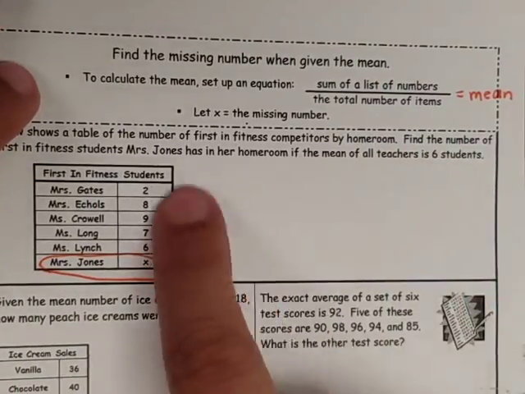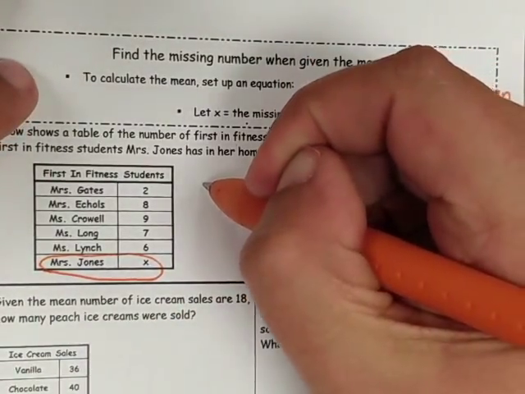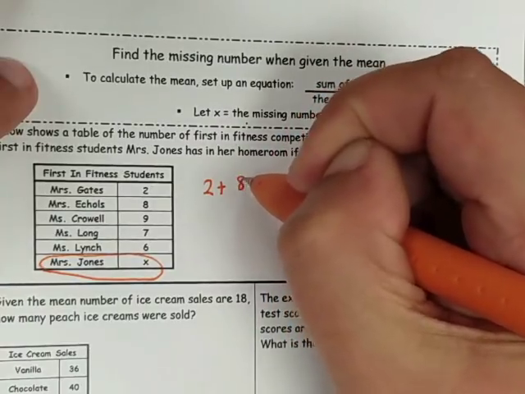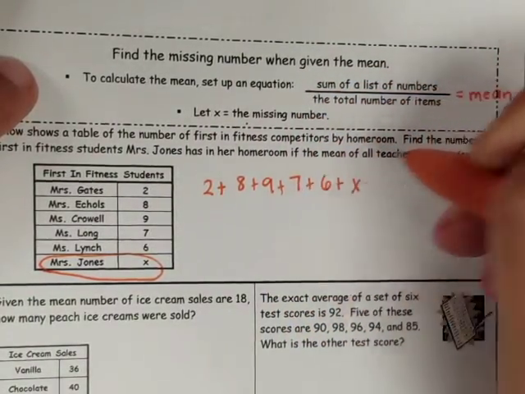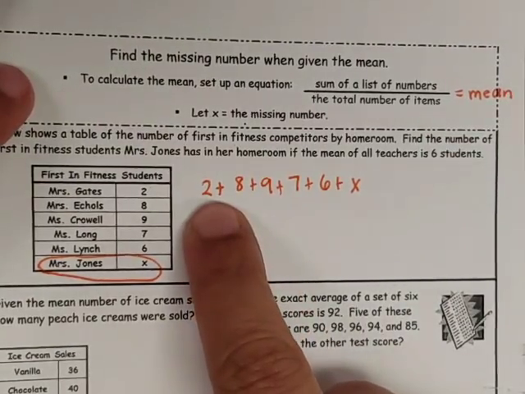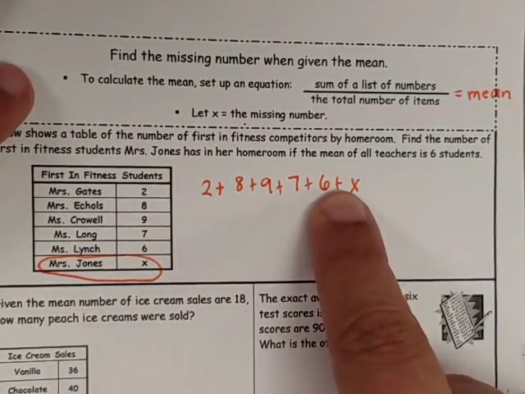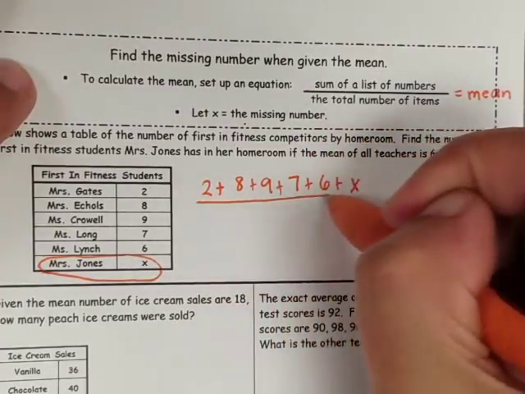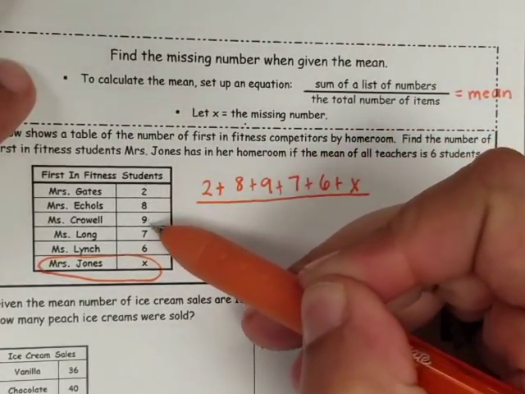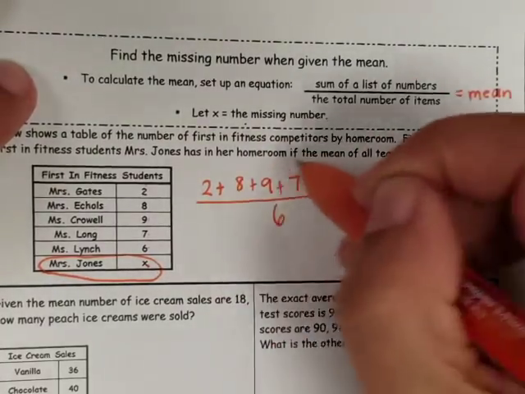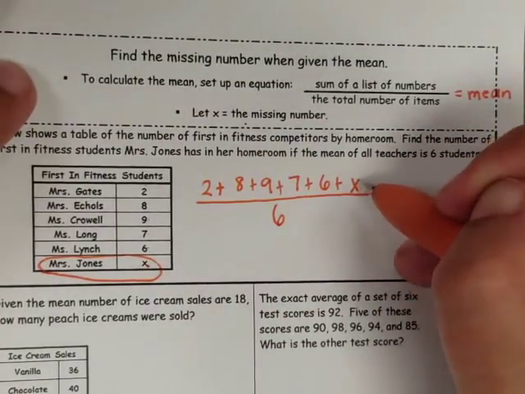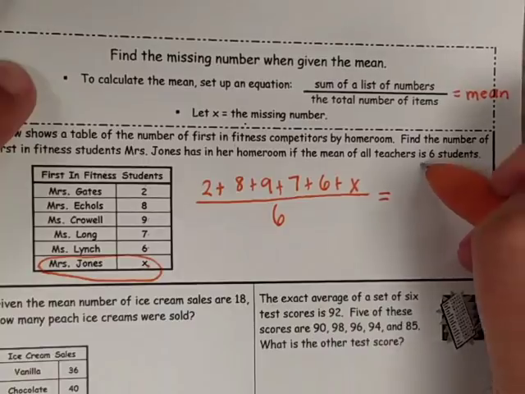So what we're going to do is we're going to add all of the numbers together for our homeroom. So 2 plus 8 plus 9 plus 7 plus 6 plus X, because that's how you find your mean, is you add all of them together and then you divide by how many there are. 1, 2, 3, 4, 5, 6. So there are 6 homerooms. And we know that this whole average, once we figure out what this number is, is an average of 6.